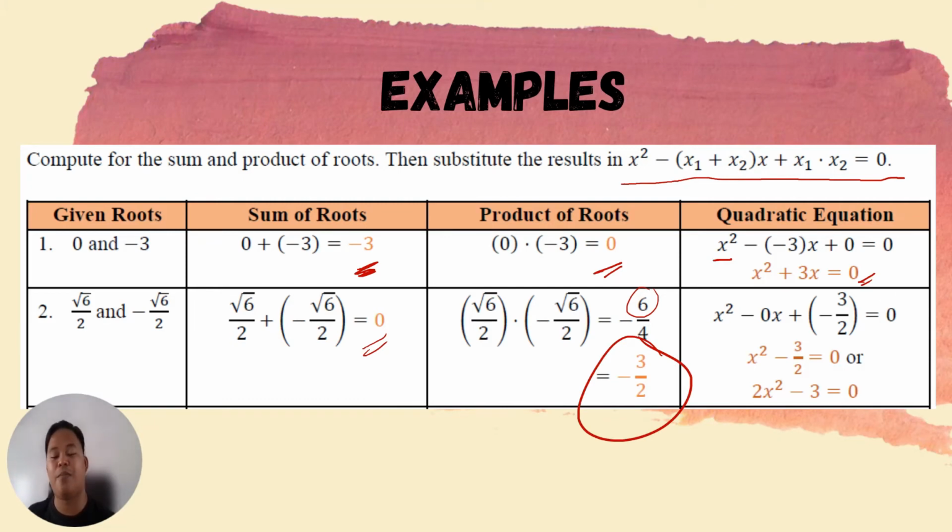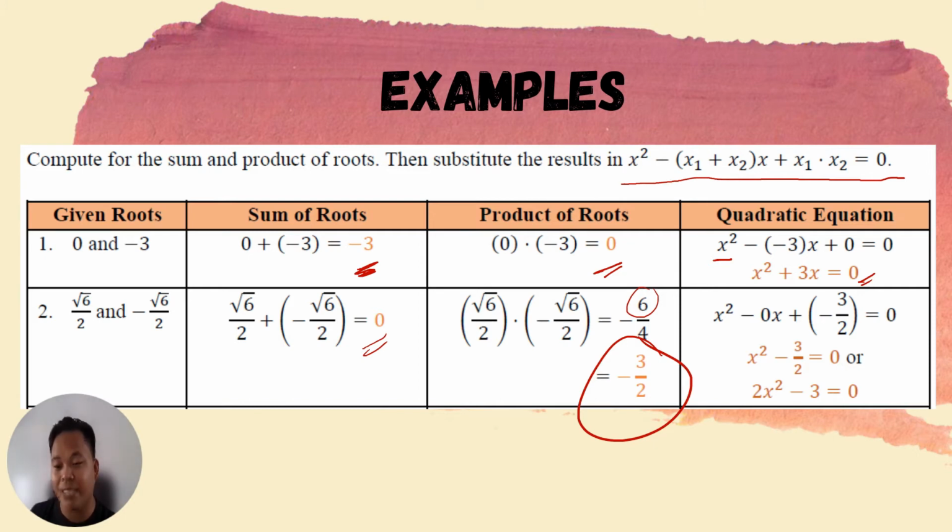Then, substituting po the sum and the product of the roots to this equation, we have x squared minus 0x, since 0 po yung sum, plus the quantity of negative 3 over 2, since negative 3 over 2 po yung c.